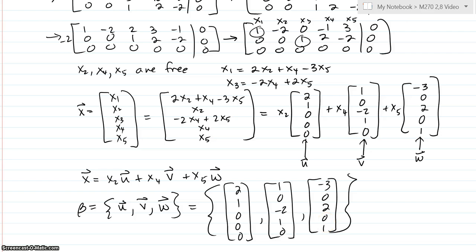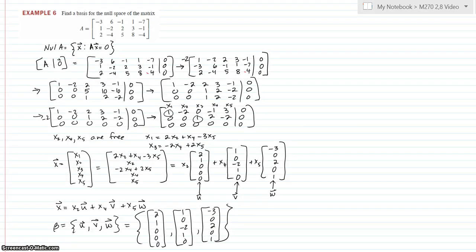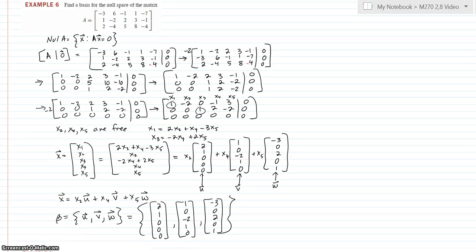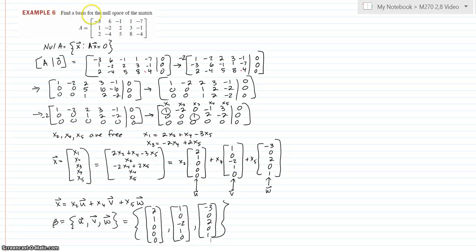That's the answer. If you look back at the beginning, it said find a basis for the null space of A, and we just did it. In the next video, we'll find a basis for the column space of A.